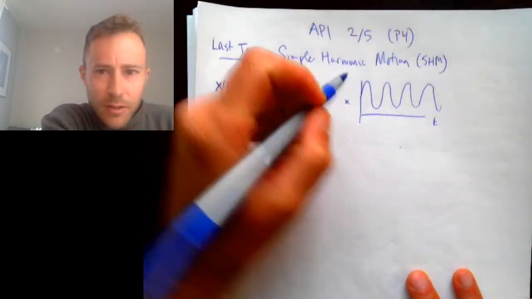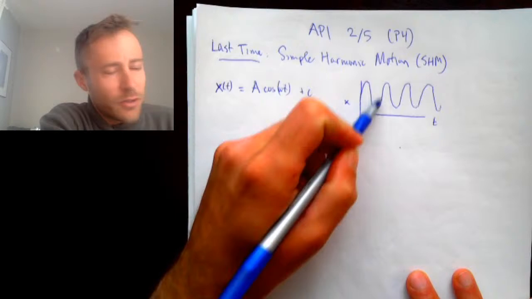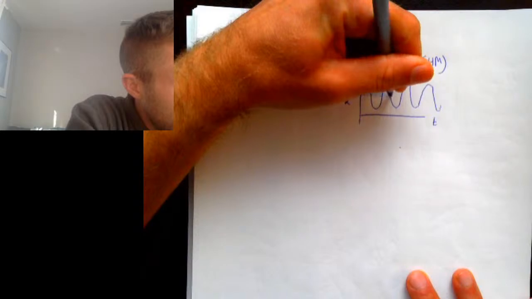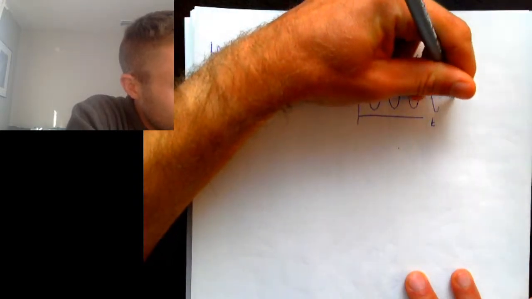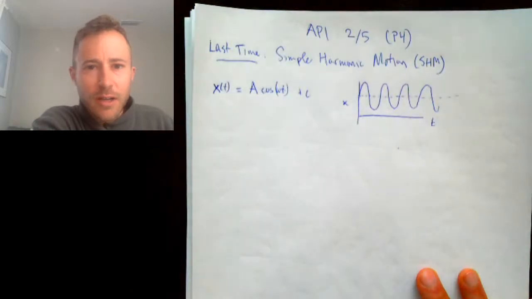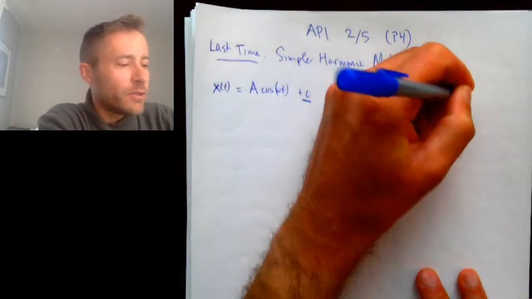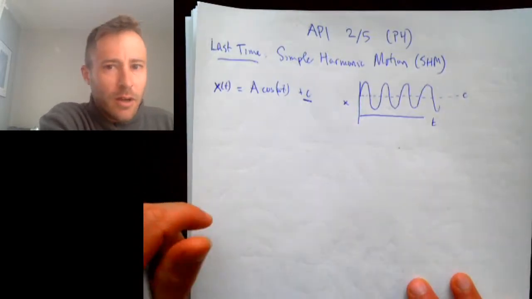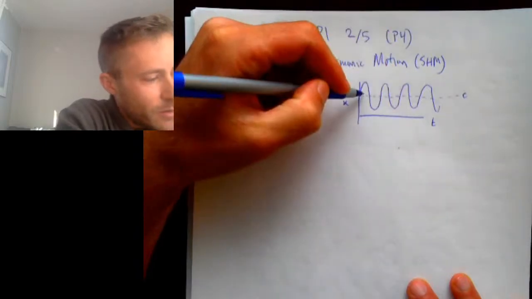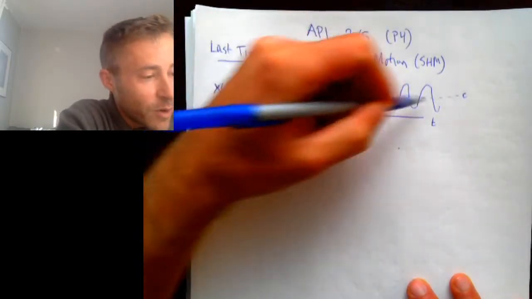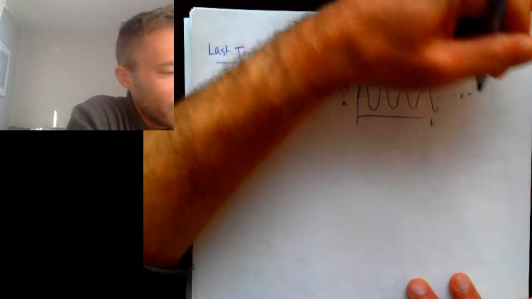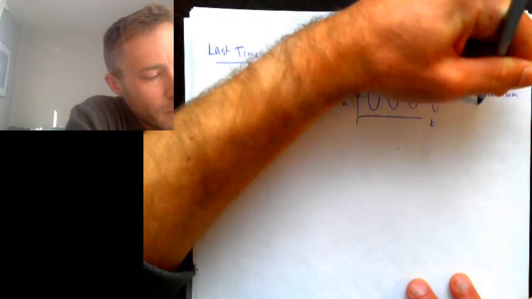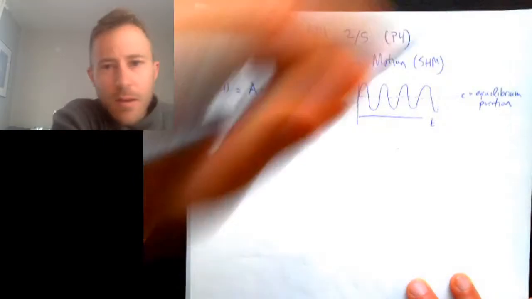So we can see that this oscillation, this position as a function of time, has a center line, which is right here. And that center line is the value C. So this is C. Now, the distance that the object strays from that center line, by the way, the center line is also called the equilibrium position.